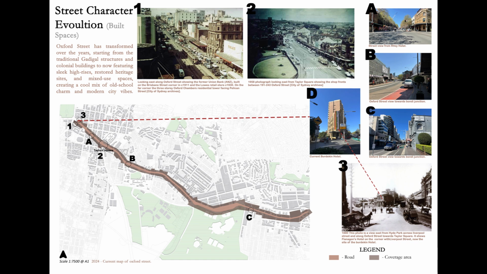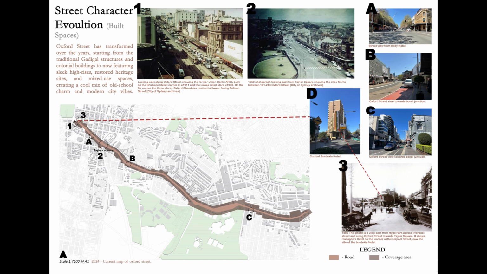The retail sector has always played an important role in the development of Oxford Street. The 1930 image shows the expanded street with trams in use. The second image, from 1958, shows the shop fronts at Taylor Square, which are mostly 2 stories or a maximum of 3 stories. The A part shows the current street of Oxford Street, and the B part shows the less widened Oxford Street, which leads us towards Bondi Junction.